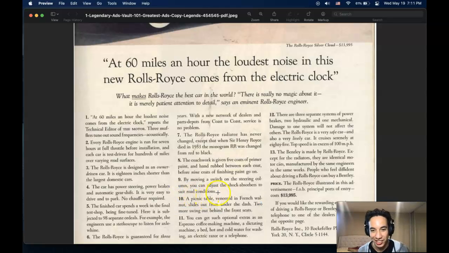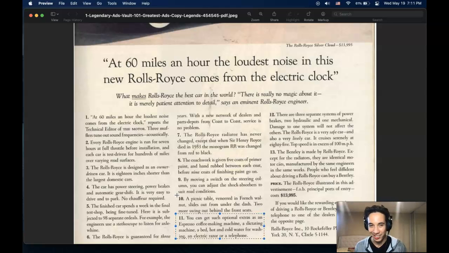That's interesting. People must have liked picnic tables for them to actually put this here. Okay, I guess coffee makes a lot more sense. You can get such optional extras, coffee and a bed, a hot telephone. Like this I can see, but a picnic table?